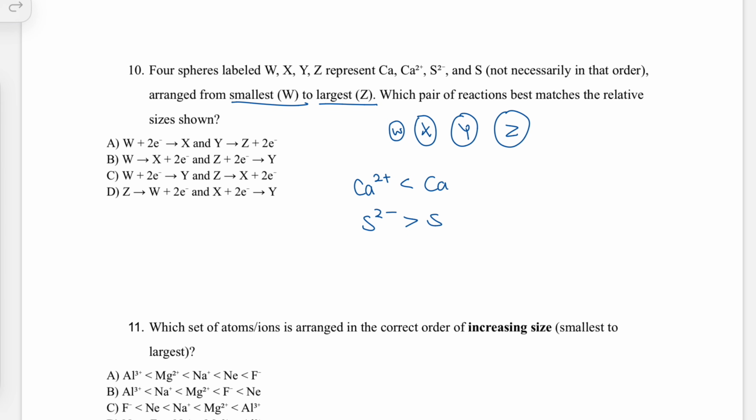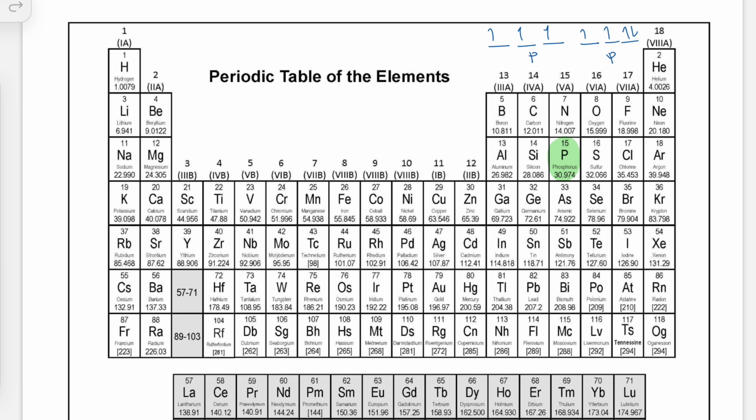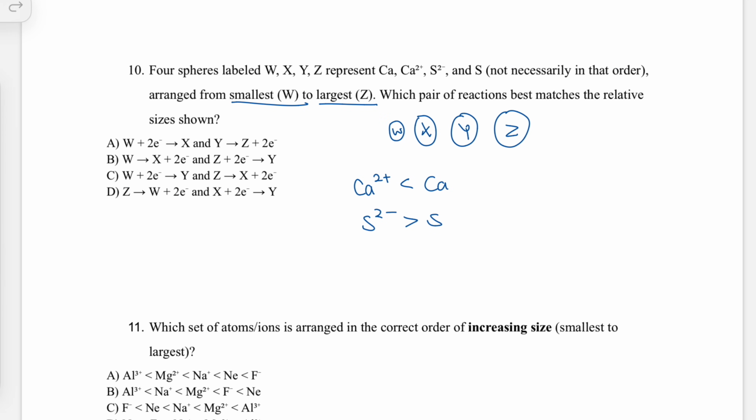Between calcium and sulfur, which one is bigger? Calcium is here and sulfur is here, so obviously calcium is in a higher period, so it has an extra electron shell, so calcium is bigger than sulfur. So our order will look something like this. And this is an interesting debate where we don't really know, where some sources say that the sulfur anion is actually greater than the calcium atom, but they wouldn't expect you to know that.